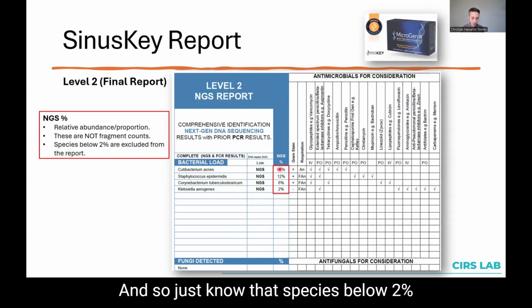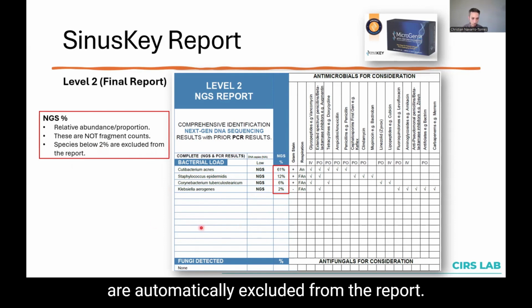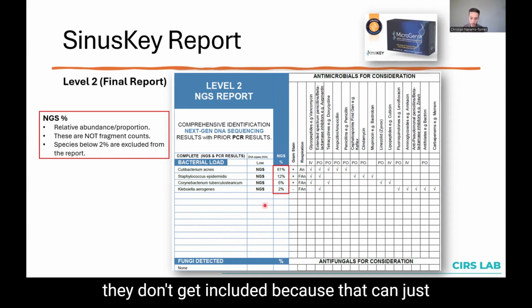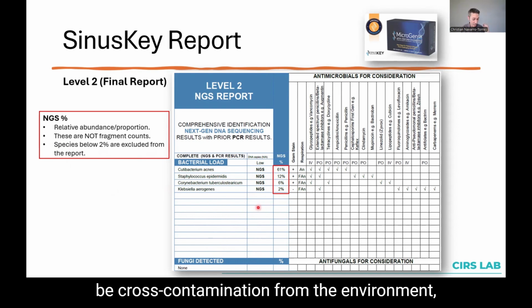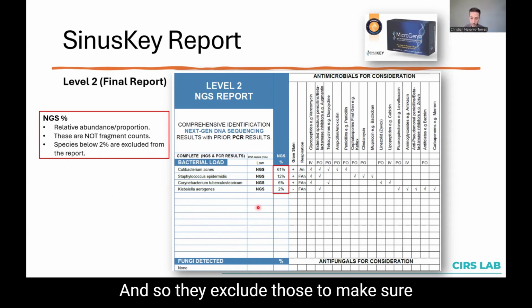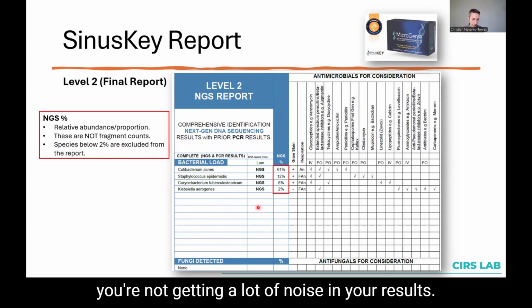And so just know that species below 2% are automatically excluded from the report. So you won't see them. You may have a bunch of other species, but they don't get included because that can just be cross-contamination from the environment, particles from your skin, from whatever else. And so they exclude those to make sure you're not getting a lot of noise in your results.